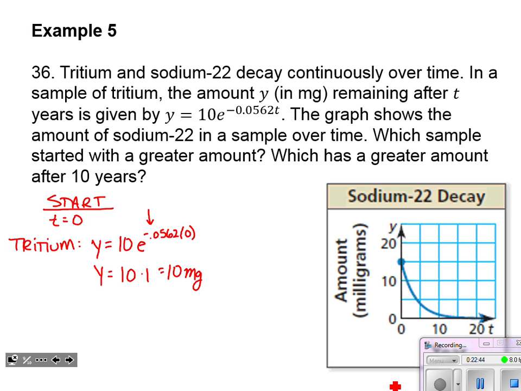What about the sodium? Well, initially, here, we can read our graph. If this is the t-axis, when time is 0, we have an amount remaining of 15 milligrams. So our sodium, oh boy, this is why we have the periodic table. You can just write Na. Sodium-22, from the graph, the y-intercept, or when t equals 0, it's 15 milligrams. All right, so we started with more sodium. More sodium-22 initially.